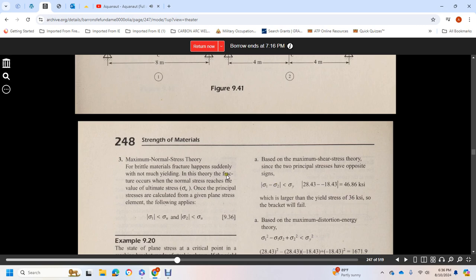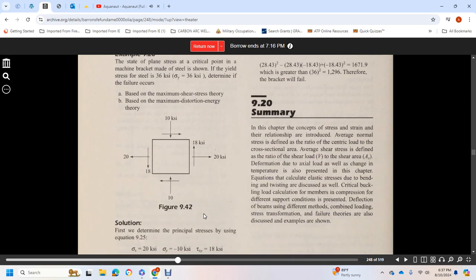Maximum normal stress theory for brittle material. Fracture happens without much yielding. The theory states that fracture occurs when the normal stress reaches the ultimate stress. Once the principal stresses are calculated for a given point stress element, for the material not to fail, the absolute value of principal stress 1 must be less than the ultimate stress, and the absolute value of principal stress 2 must be less than the ultimate stress.